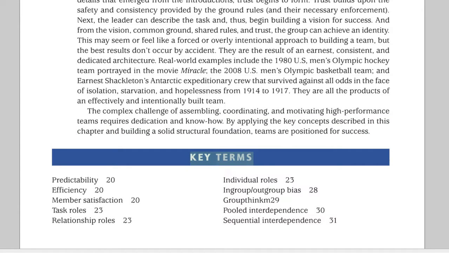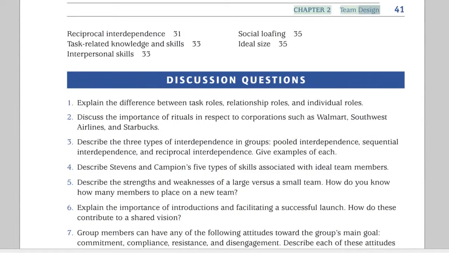Key terms: predictability 20, efficiency 20, member satisfaction 20, task roles 23, relationship roles 23, individual roles 23, in-group/out-group bias 28, groupthink 29, pooled interdependence 30, sequential interdependence 31, reciprocal interdependence 31, task-related knowledge and skills 33, interpersonal skills 33, social loafing 35, ideal size 35.